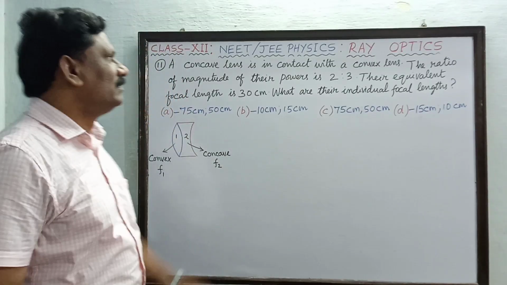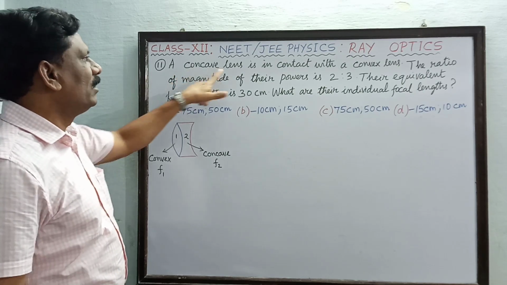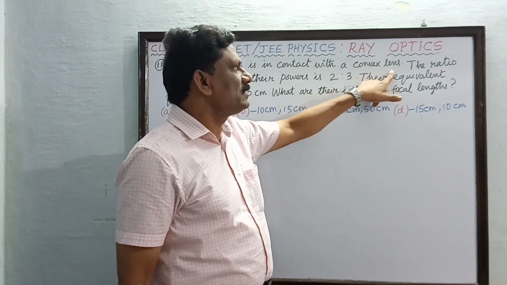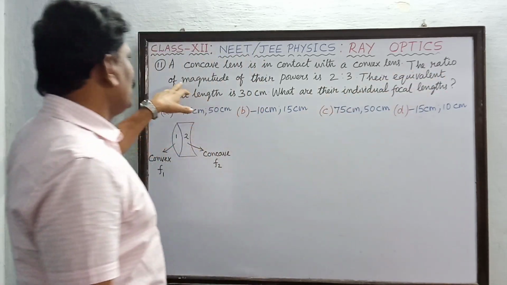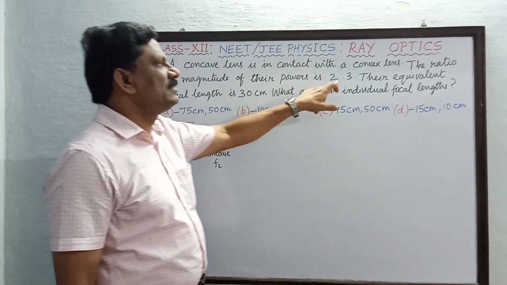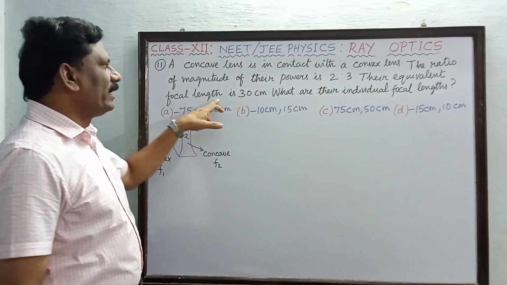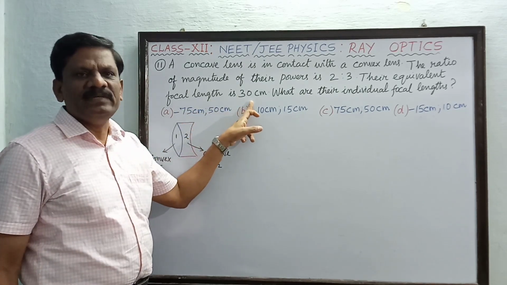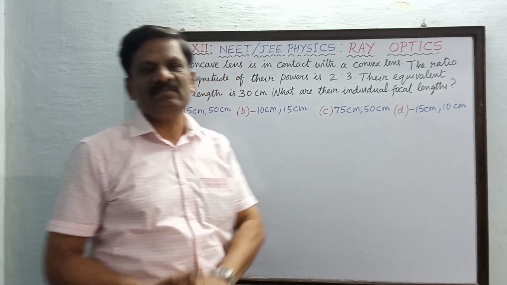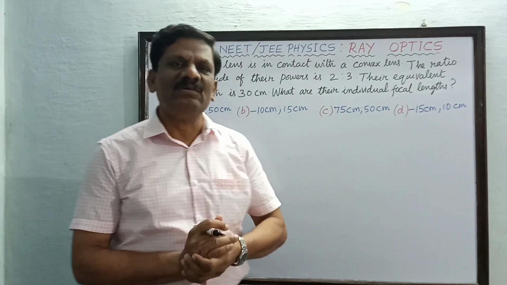Hi students, ray optics problem number 11. A concave lens is in contact with a convex lens. The ratio of magnitude of their powers is 2:3. Their equivalent focal length is 30 centimeter. What are their individual focal lengths? So very interesting question and very easy also.